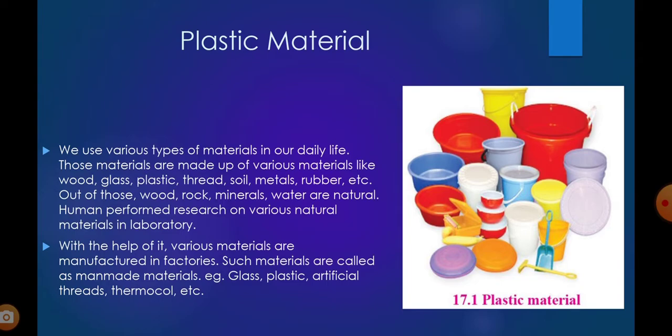Plastic material. We use various types of materials in our day-to-day life. In the picture you can see different varieties of plastic items. Bucket, mug, tiffin carriers, everything you can see. These materials are made up of various materials like wood, glass, plastic, thread, soil, metals, rubber, etc. Out of these, wood, rock, minerals, water are natural. Humans perform research on various natural materials in laboratories. With the help of it, various materials are manufactured in factories. Such materials are called man-made materials. Examples: glass, plastic, artificial threads, thermocol, etc. These are the man-made materials.